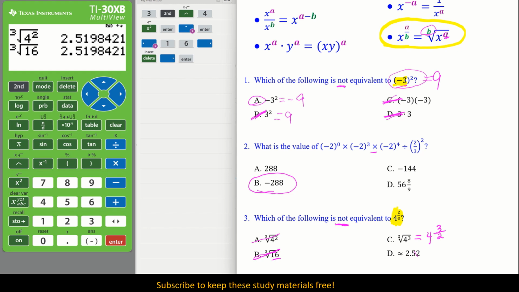Now we need to take a look, which we've already proven. I'll erase that. Let's look at D, and now let's look at our calculator. That is equivalent. D is equivalent to A and B. So we cannot select it because we're looking for what? Not. What is not equivalent? So obviously C is the correct option.